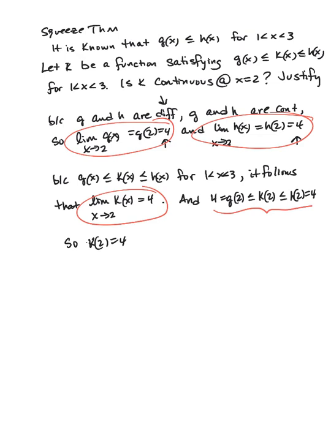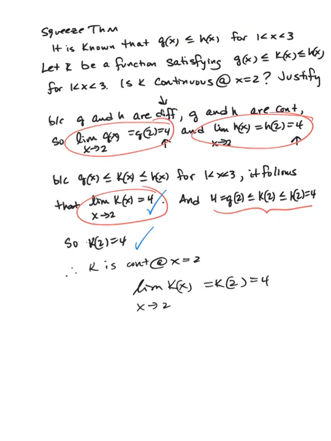So now check out continuity. Well, we have right here, check, check. They're equal to one another. Therefore, k is continuous at x equals 2, because the limit of k of x as x approaches 2 equals k of 2, which is 4.